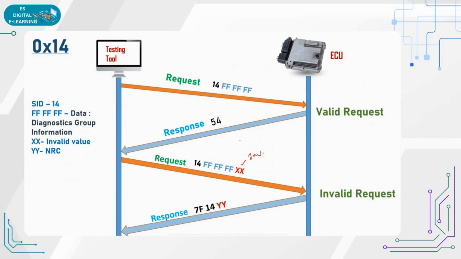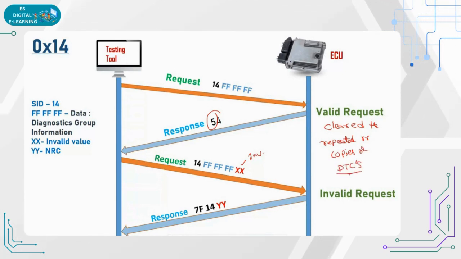Once you get the positive response, the DTCs, whatever repeated copies there are, will be cleared. Invalid means it did not clear the DTC. Is it clear, right? The 14 service is completed.